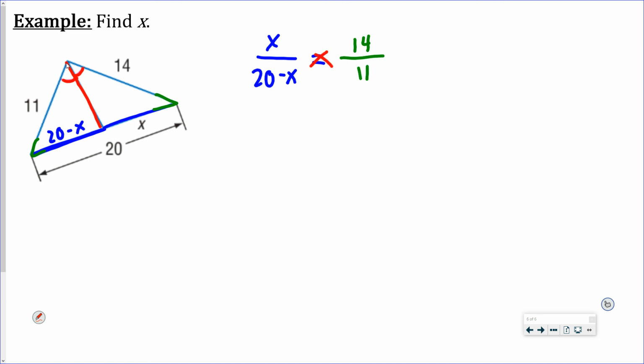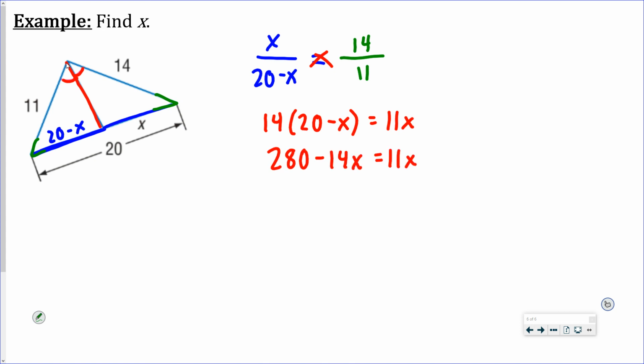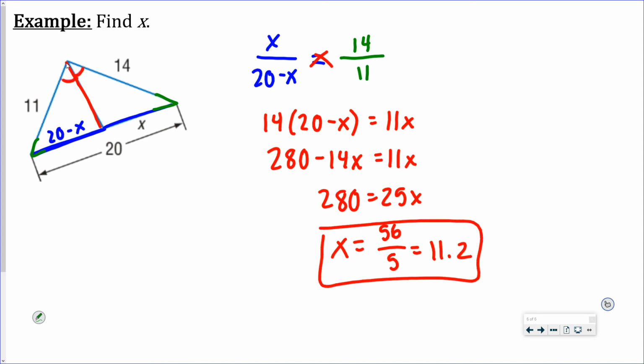Cross multiply. All right, and here I get a decimal. You could keep it as an improper fraction if you want, but it's a nice 11.2, so either of those are fine. That's it. That's the day. That's awesome.